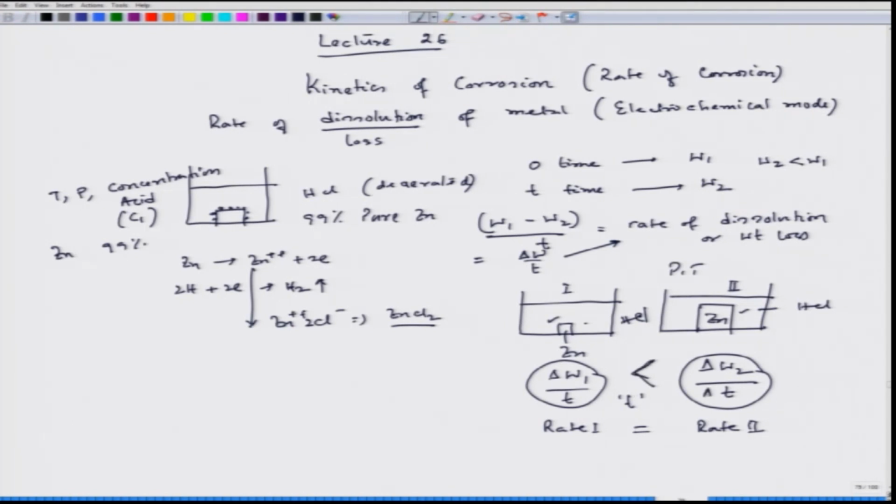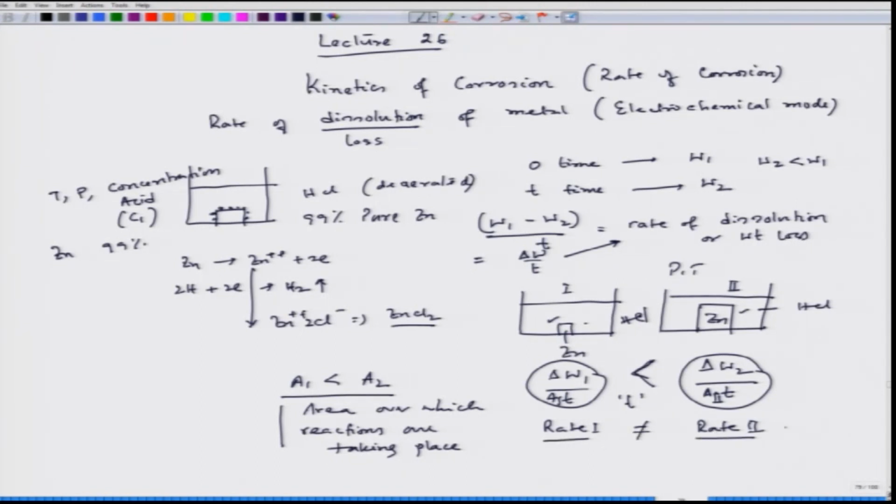Now, once we divide it by A1, so this is A2 and this is A1, and the relation between A1 and A2 is like this. And these are nothing but the area over which reactions are taking place. Okay. So, now whenever we consider this normalized factor, area, we would see that these two are equal, which was not there before, without considering area. Now, once we consider area, then we will see that rate 1 equals rate 2.